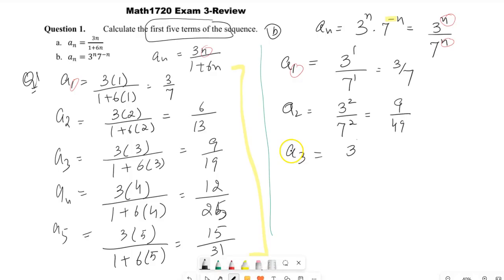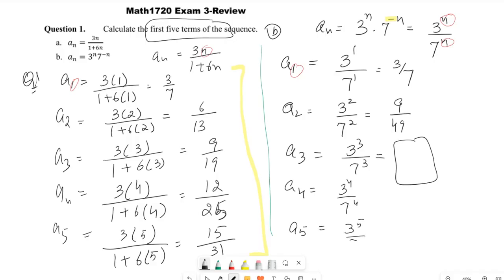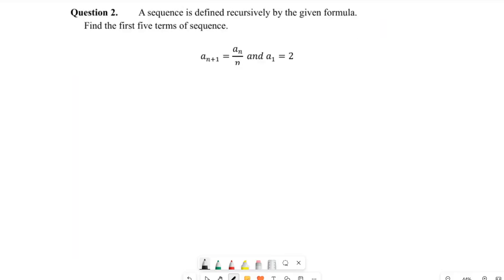a3 would be 3 to the power 3 over 7 to the power 3. You can find this using a calculator or just leave it like that. a4 is 3 to the power 4 over 7 power 4. a5 is 3 to the power 5 over 7 power 5. So basically, we are able to find the 5 terms using just the n values.